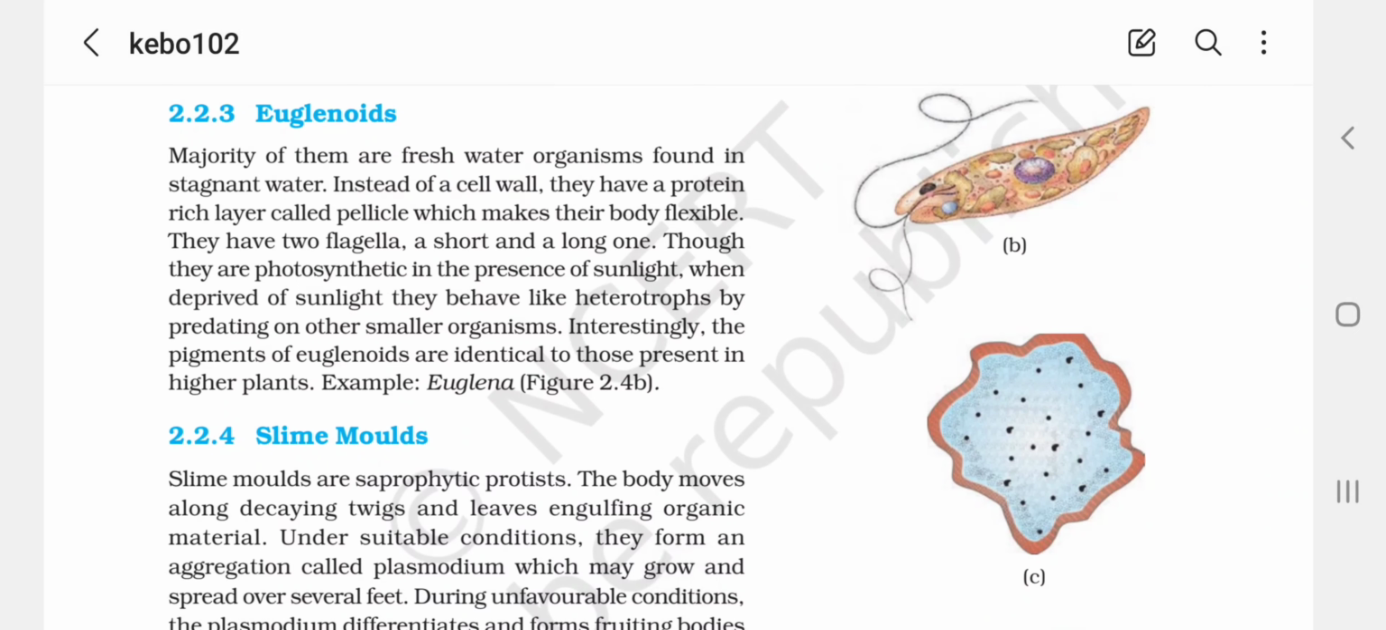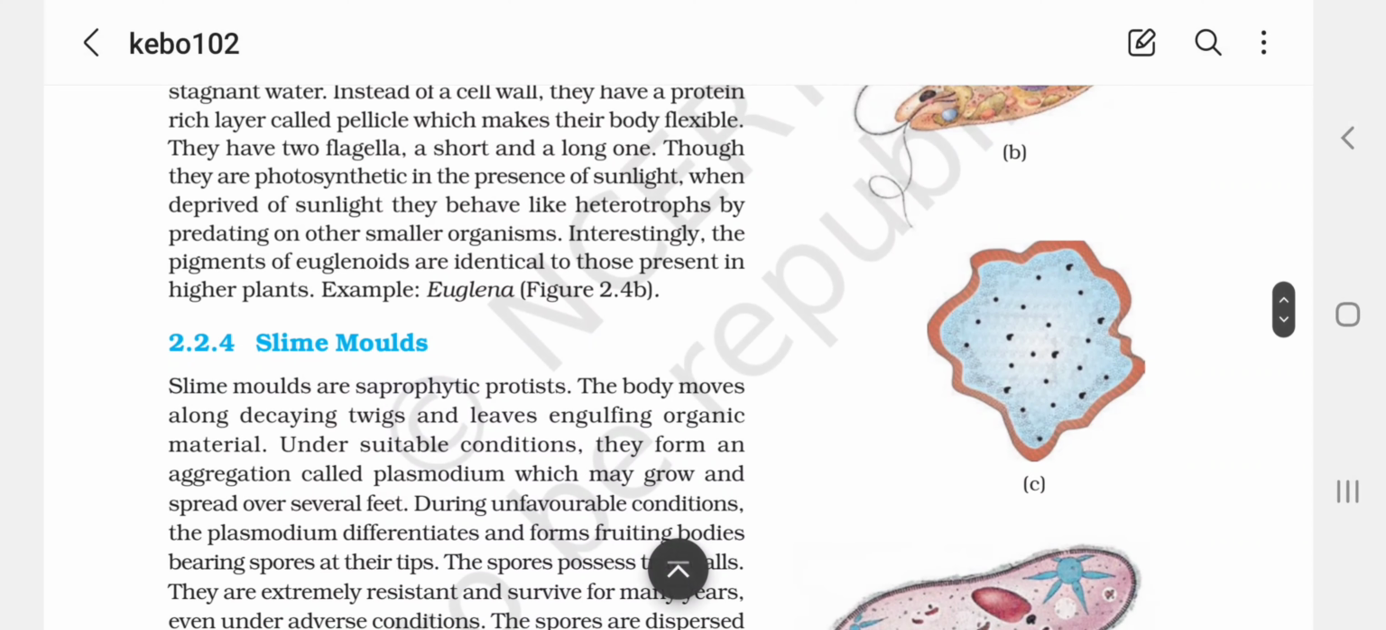2.2.3 Euglenoids. Majority of them are freshwater organisms found in stagnant water. Instead of a cell wall, they have a protein-rich layer called pellicle, which makes their body flexible. They have two flagella, a short and a long one. Though they are photosynthetic in the presence of sunlight, when deprived of sunlight, they behave like heterotrophs by predating on other smaller organisms. Interestingly, the pigments of euglenoids are identical to those present in the higher plants. Example, Euglena. Figure 2.4b.